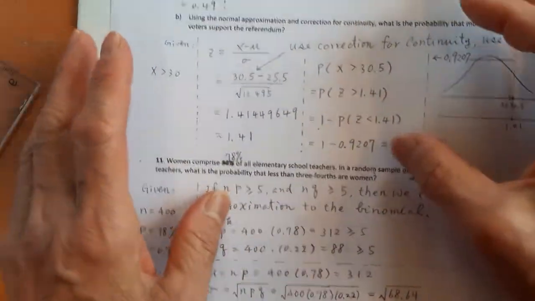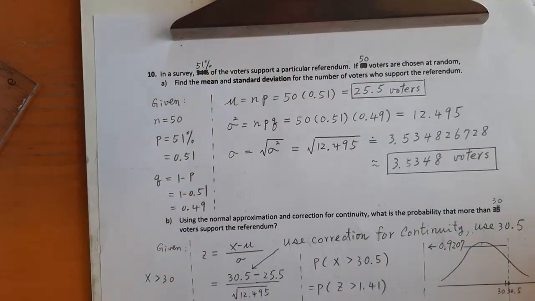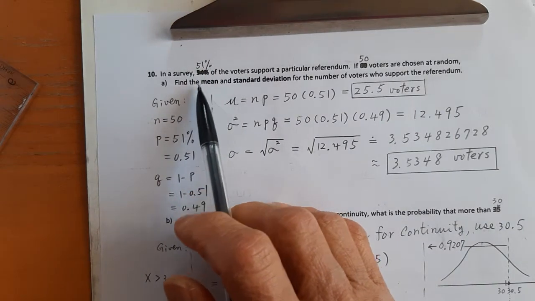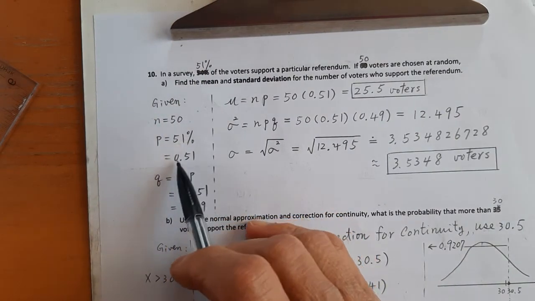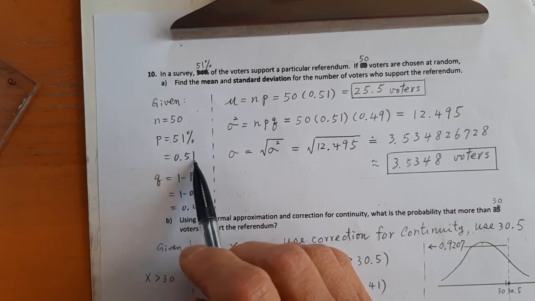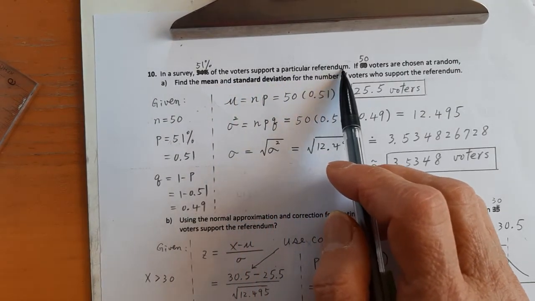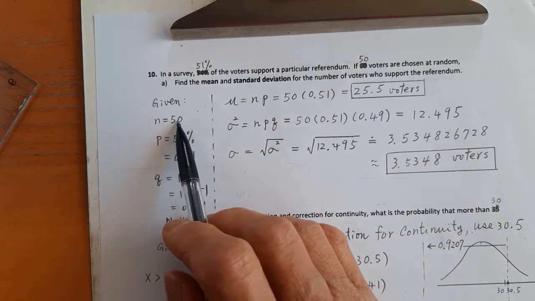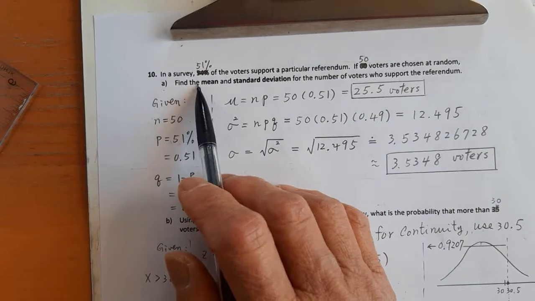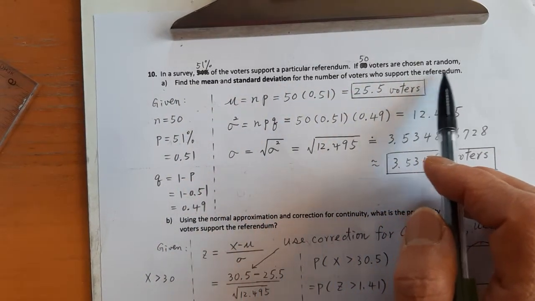The next question, question 10. In a survey, 51%, I changed the number. So P equal 51% is 0.51. Move the decimal point to the left 2 positions, get 0.51. Of the voters support a particular fair. If 50 voters, so n equal 50 given, n equal 50 voters are chosen at random. A, find the mean and standard deviation for the number of voters who support the fair.